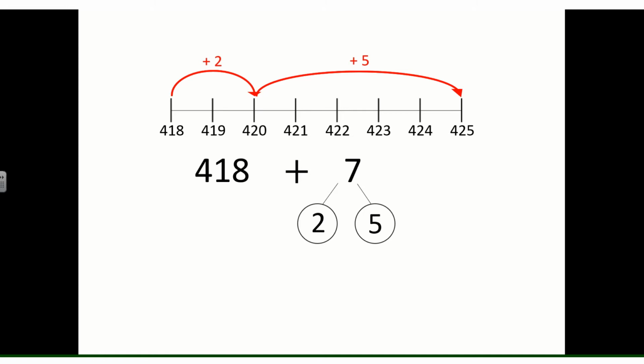gets us to 425. So we had a look at 418 and we recognised we needed 2 to get us to the next multiple of 10. That left us 5 from the 7 to get us to 425.